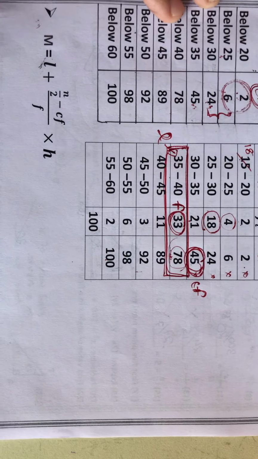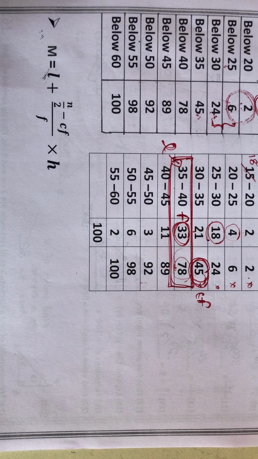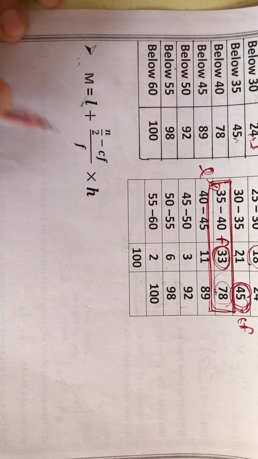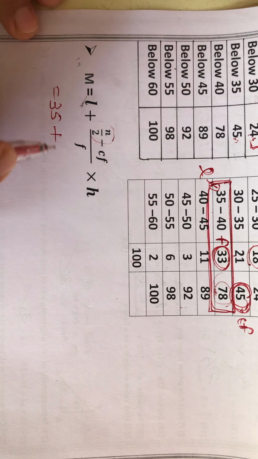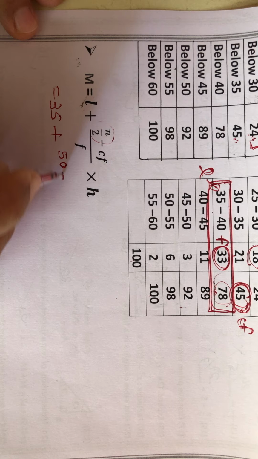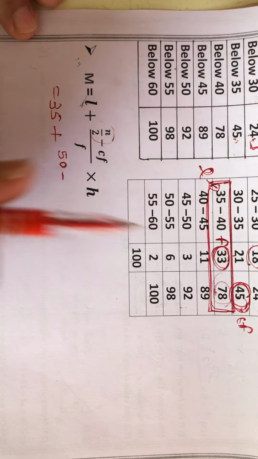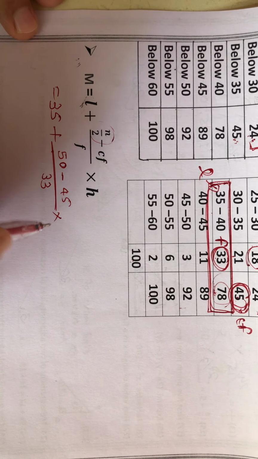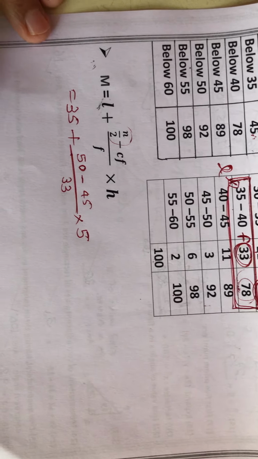Of course you are right. Now use this formula, M is equal to L plus N upon 2 minus CF upon F into H. Okay, substitute the value. L is here 35 plus N by 2, 100 by 2, that is 50, minus CF, that is our cumulative frequency. Here it is 45 upon frequency, this one is 33. Difference is of 5. Okay, very simple.